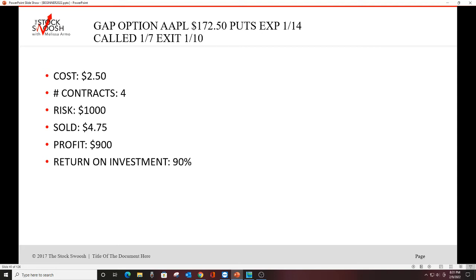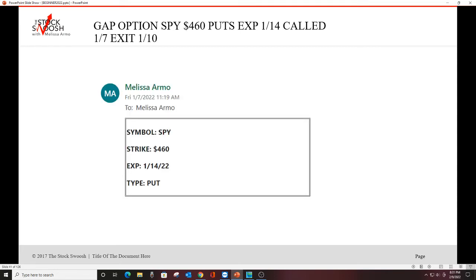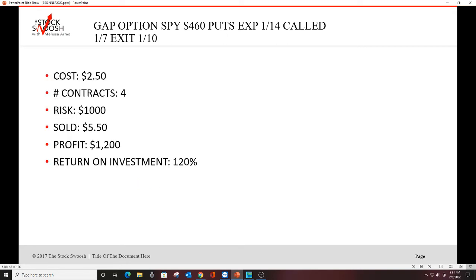So again, all of these, I called these things with the market. Then on Friday, I also called the 460 spies. Again, this was on the move. So remember the Thursday, I called the 466s. 250, four contracts, $1,000, sold at 550, profit $1,200. You could have made 120% return on investment.